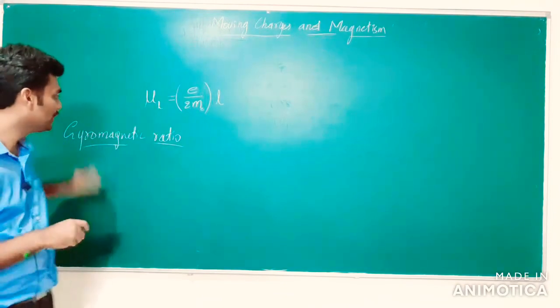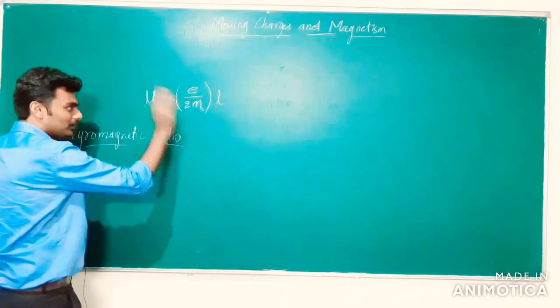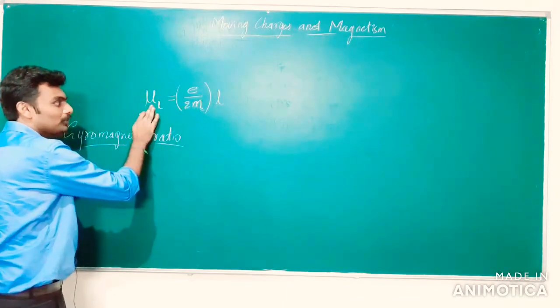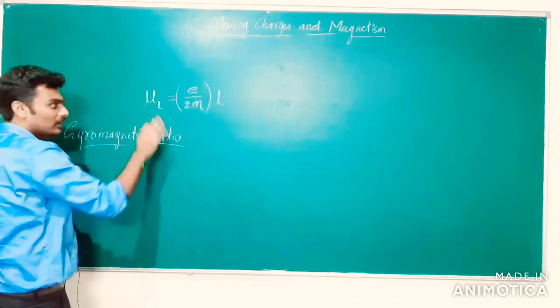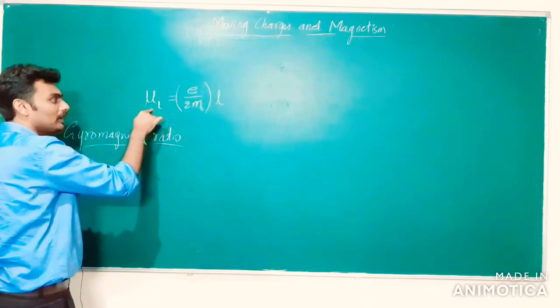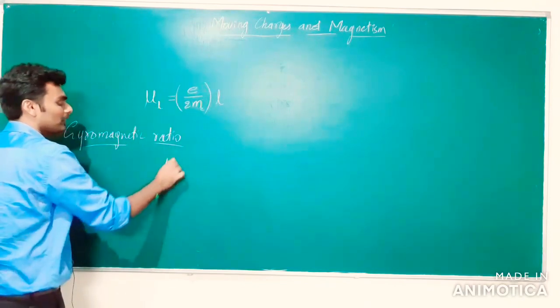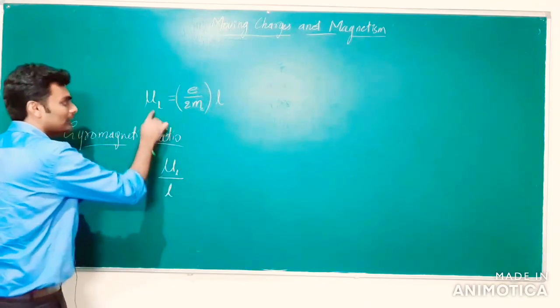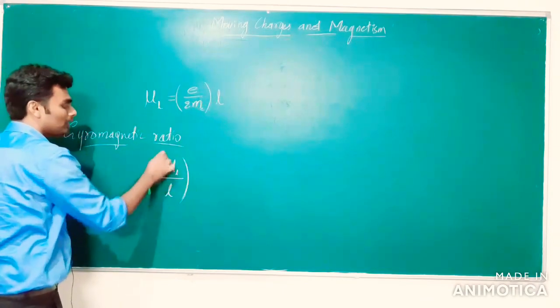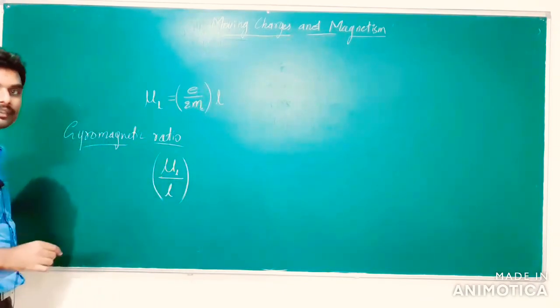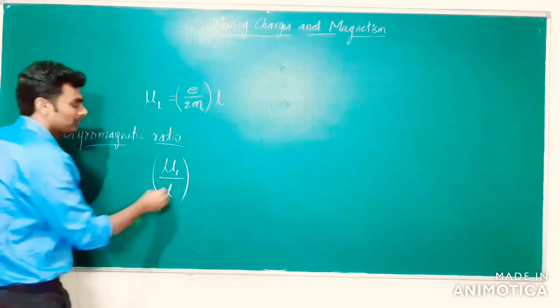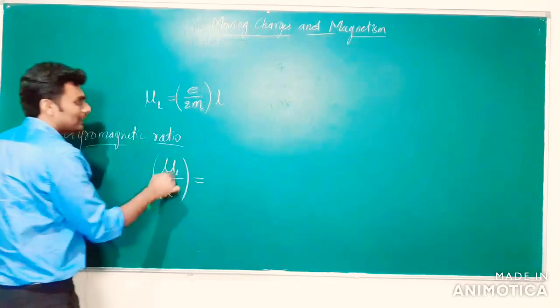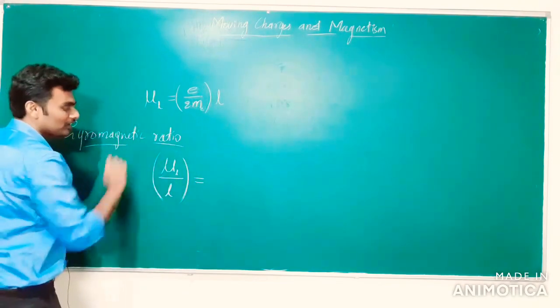What is the value of gyromagnetic ratio? According to the definition, the ratio of mu L to L, the ratio of magnetic dipole moment to the angular momentum of a revolving electron in its orbit, is called gyromagnetic ratio. This term is gyromagnetic ratio.